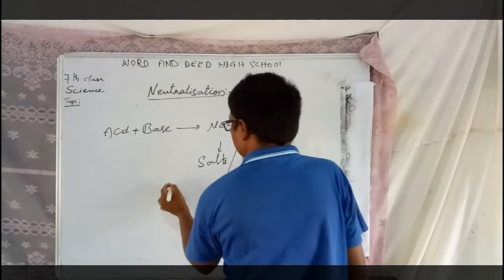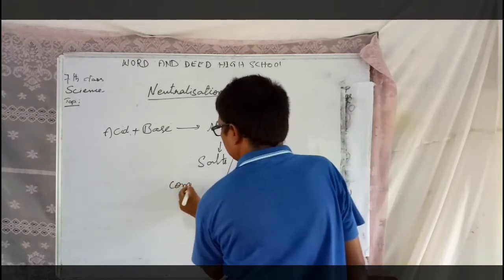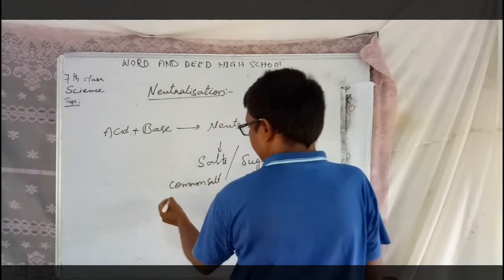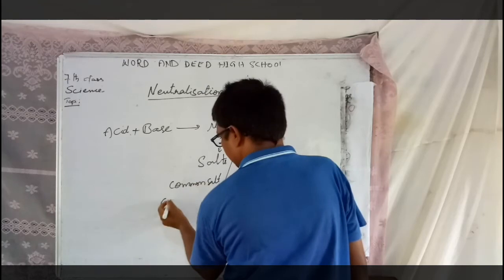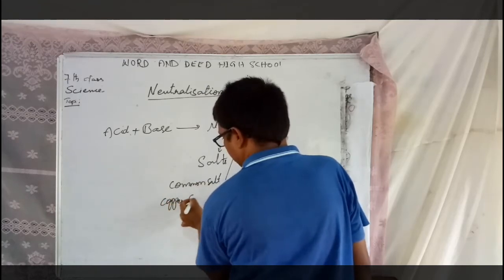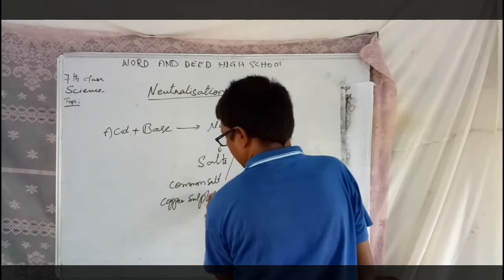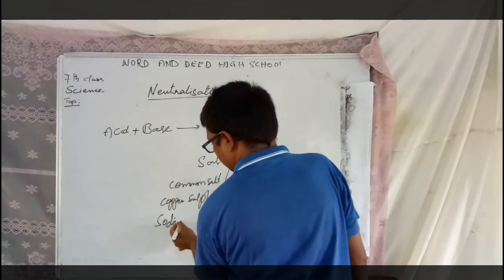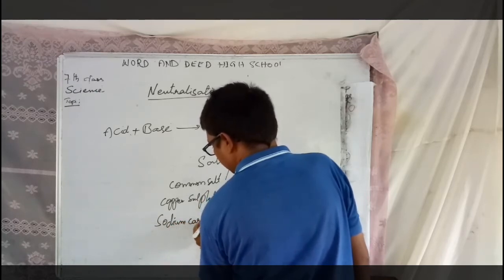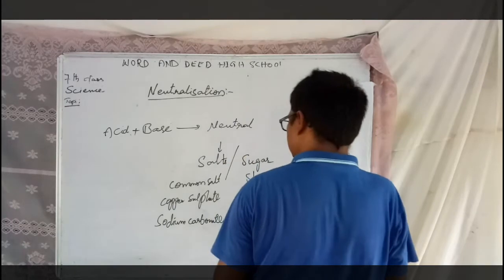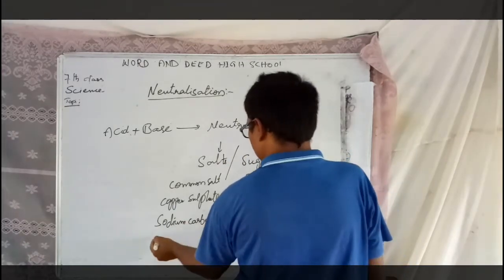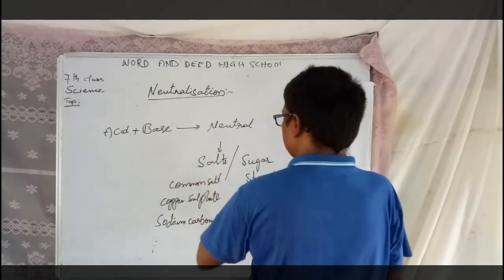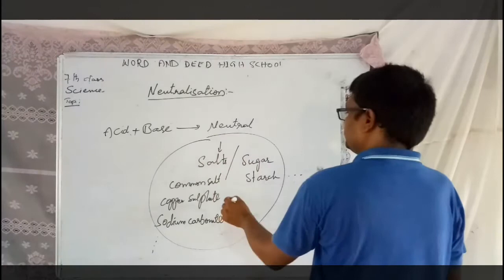See here, these salts, the salts like common salt that we use in our kitchen, and copper sulfate, and sodium carbonate, and so on. Students, these are the neutral substances. Okay, neutral substances.